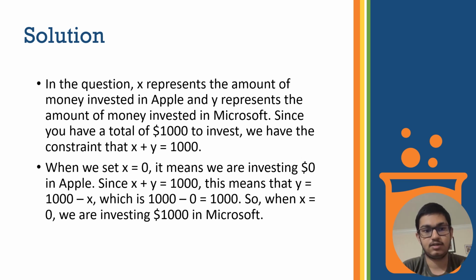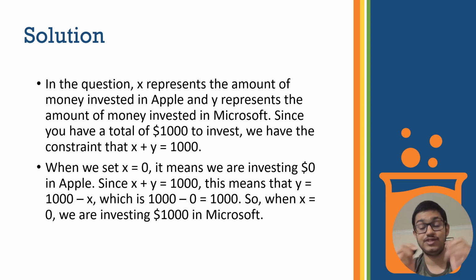The thing is that in the solution step 1, I said x represents the amount of money invested in Apple, and y is the amount of money invested in Microsoft, right? Since you have a total of $1000 to invest, we have the constraint that x plus y equals 1000. This first point is just to refresh your memory of what we did at the first point.